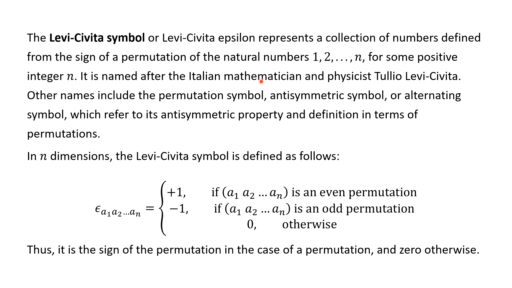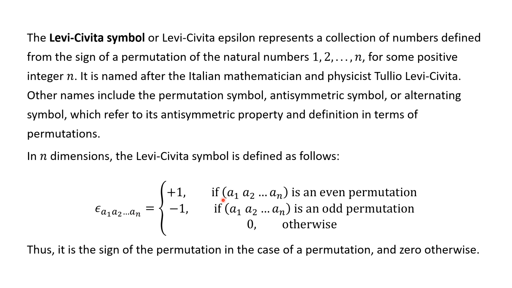It's named after the Italian mathematician and physicist Tullio Levi-Civita. Other names include the permutation symbol, antisymmetric symbol, alternating symbol. But what I've seen is that the Levi-Civita symbol is the most common by far. So we'll go with that name for the notation. So basically you have a set of n numbers from the natural numbers 1 to n. And then this symbol basically gives you a value based on what these numbers are.